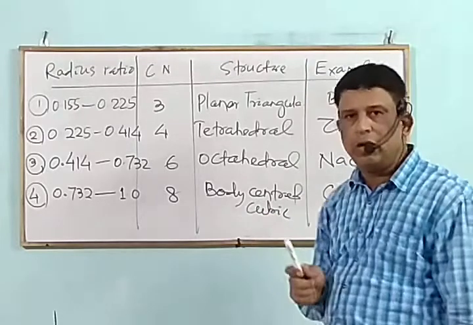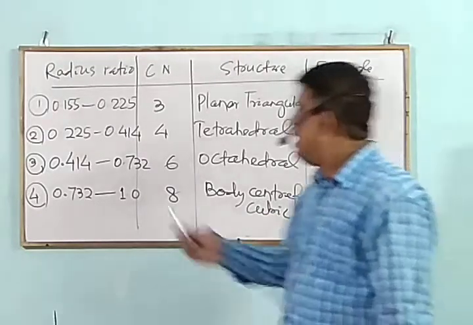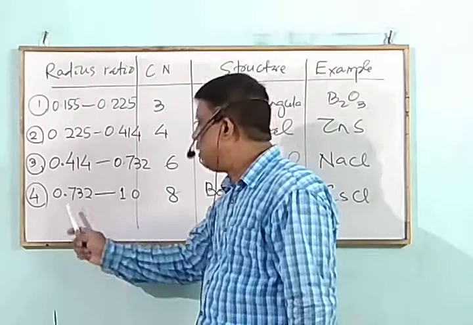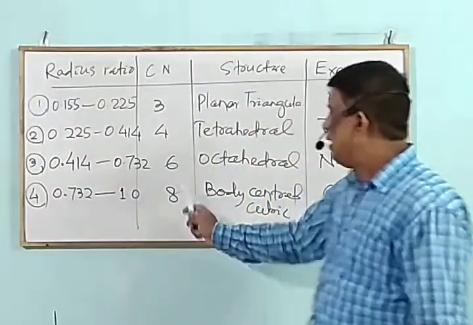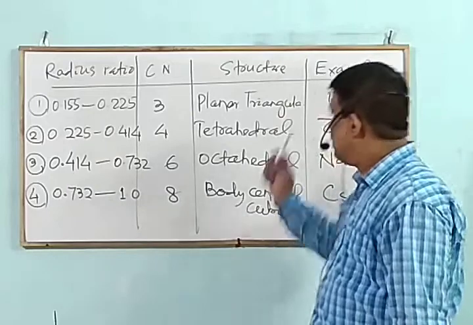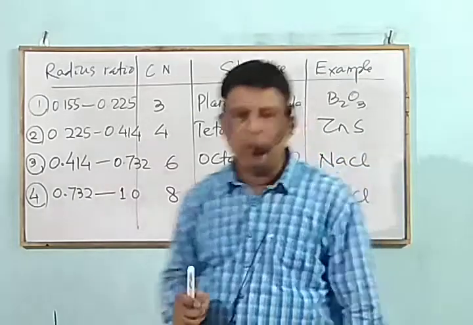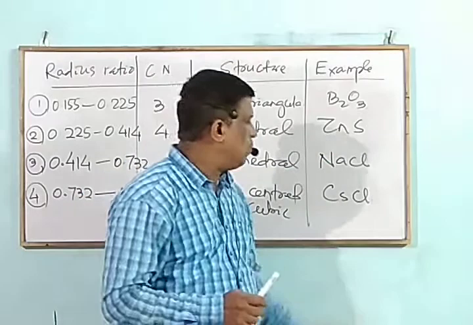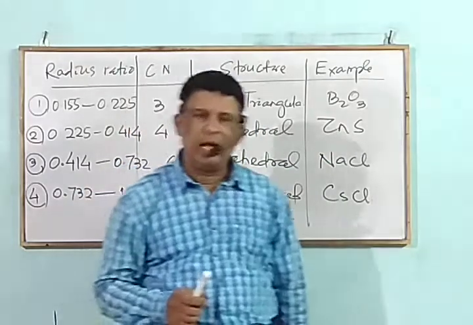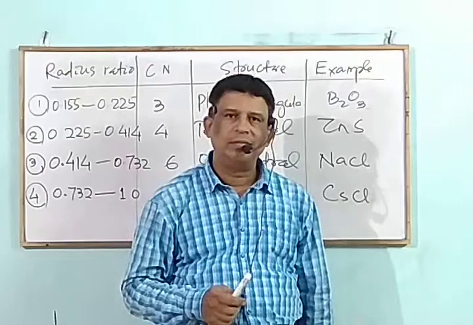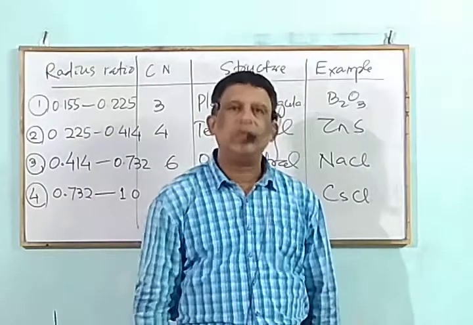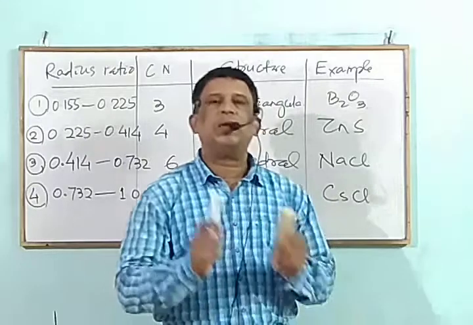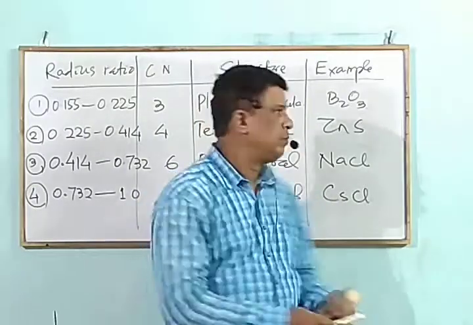Example is sodium chloride. And last, if this radius ratio lies between 0.732 to 1.0, then coordination number is 8. Structural arrangement is BCC, body-centered cubic, and example is cesium chloride. Next, move to another very important term, that is known as calculation of density.